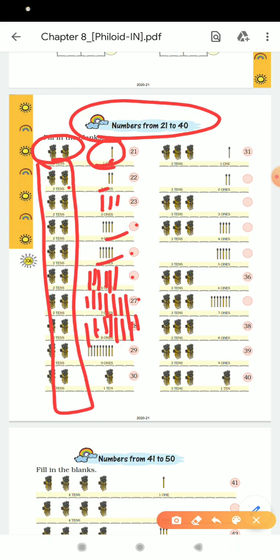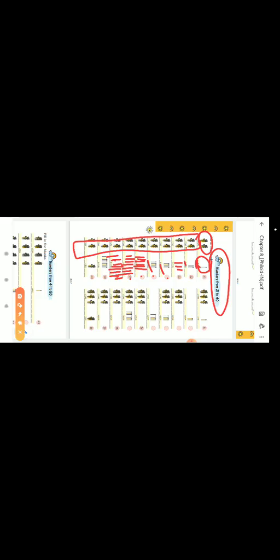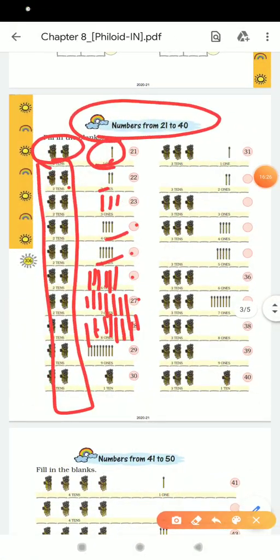In this way we have to draw the bundles as well as matchsticks, or sometimes write down only the numbers as per the given picture. So children, you have to do this work up to page number 106 in your book. We will meet very soon.